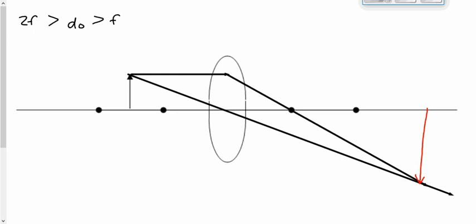What are my three characteristics or attributes of this image? Is this image that's labeled over here, is this image compared to the object larger? Is it smaller? Or is it the same size as the object? What is it? It's larger, yeah. If you can't see that from your perspective or whatever, use a ruler and measure it. It is larger.